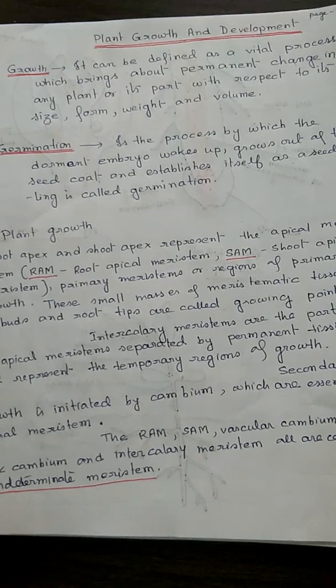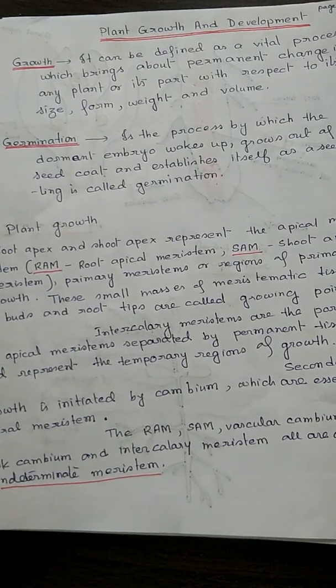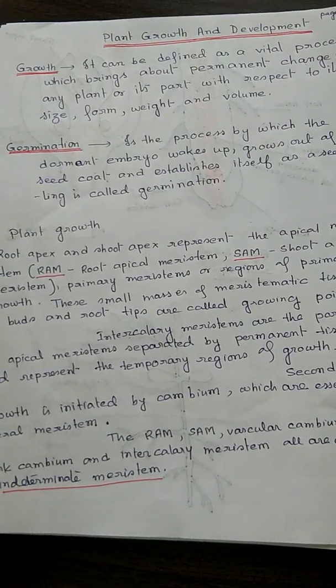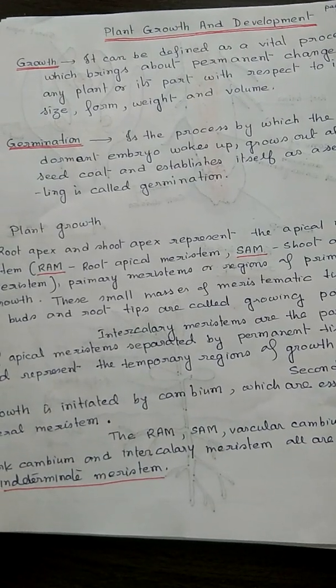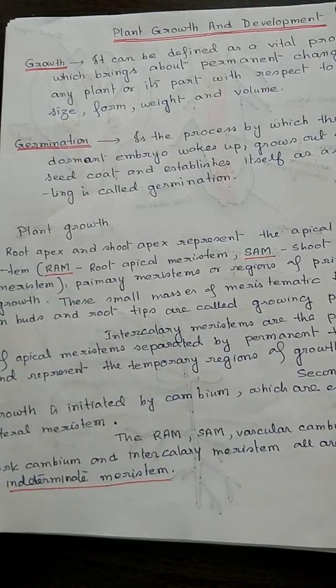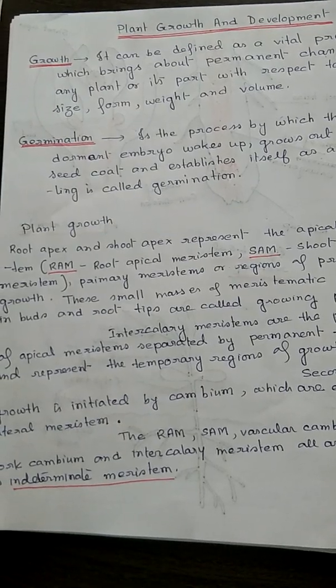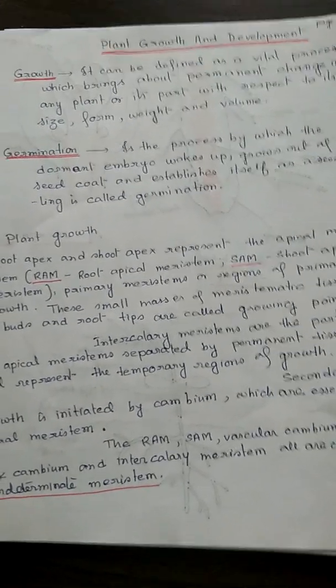And what is germination? It is the process by which the dormant embryo wakes up, grows out of the seed coat and establishes itself as a seedling.